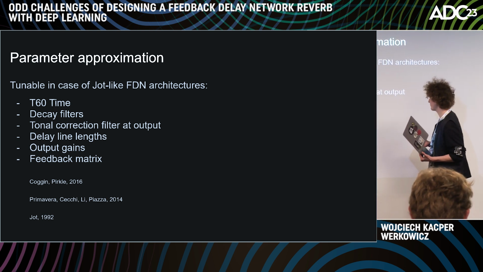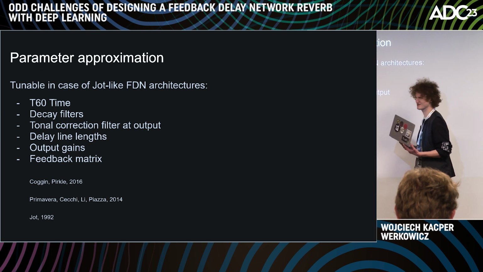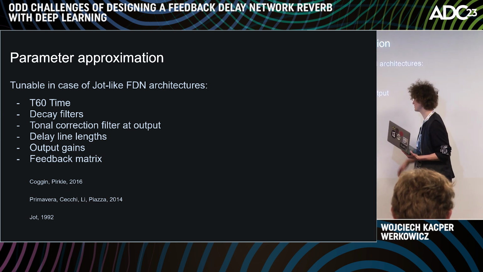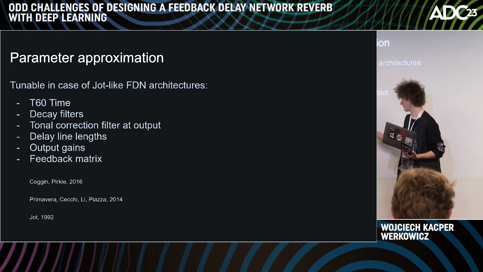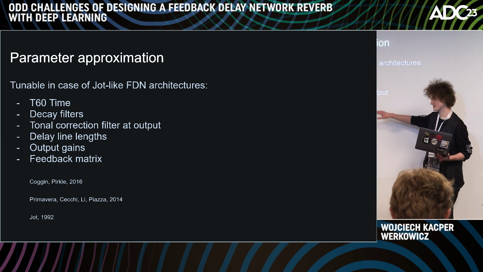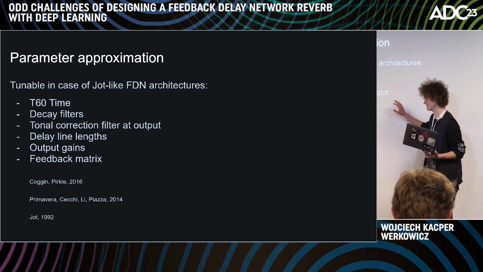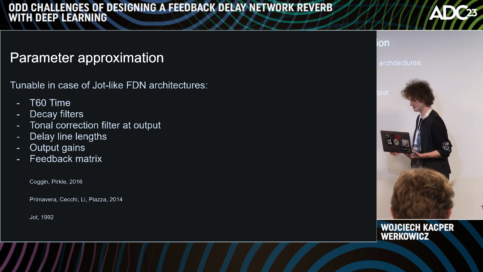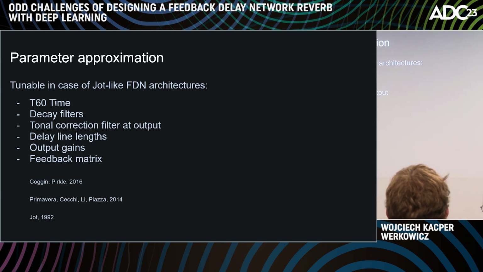In the paper by Primavera, where they use some funky stochastic gradient methods to approximate the parameters, they also tune the feedback matrix. This is not what we're doing. We have the Hadamard matrix. It mixes things fair enough, so we stuck to it. What we ended up choosing to tune was kind of following the workflow of Jay Coggin, who was also using the Jot-like FDN architecture.